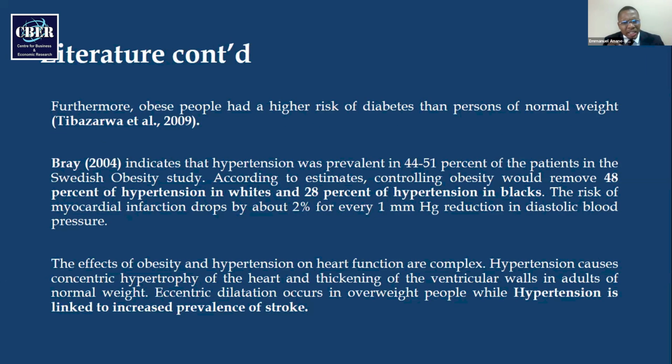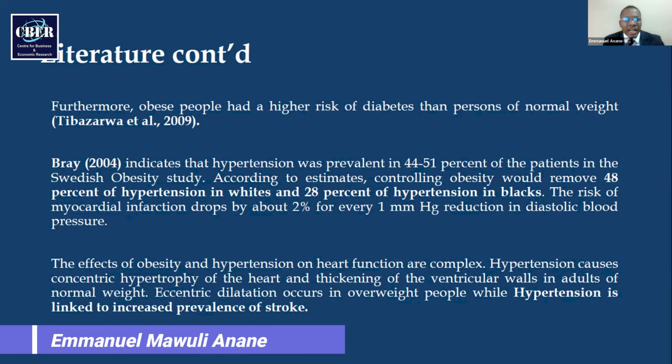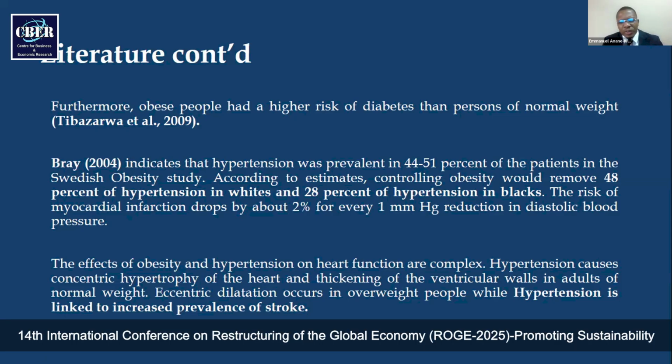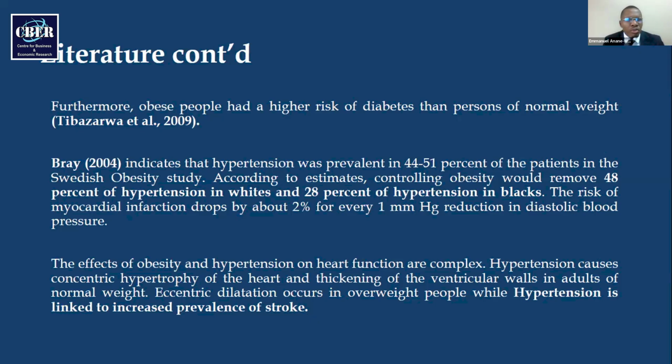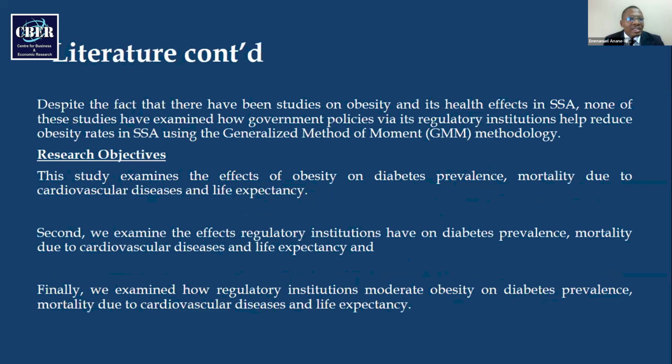Also, there was a Swedish obesity study by Bray in 2004, which indicates that hypertension was prevalent in 44 to 51% of patients that were taken through the study. And interesting to note, they opined that controlling for obesity would remove 48% of hypertension in whites and 28% of hypertension in blacks. Hypertension also is linked to increased prevalence of stroke. So if this obesity problem is not solved, then we are looking at more cardiovascular diseases.